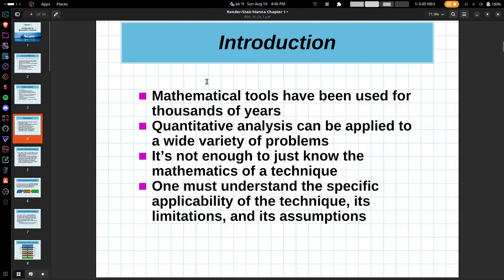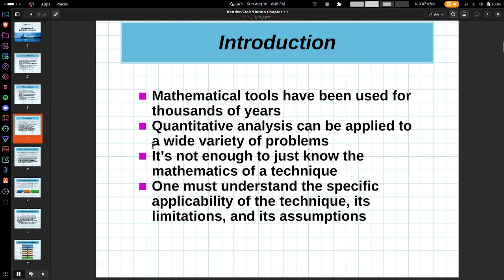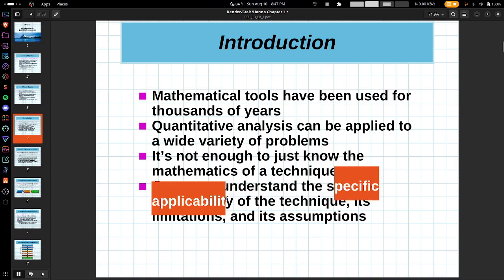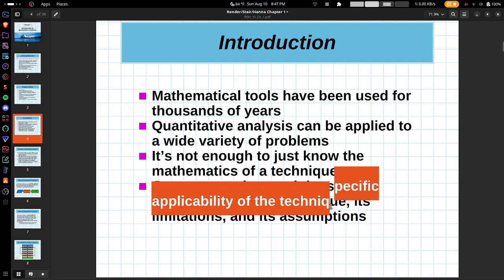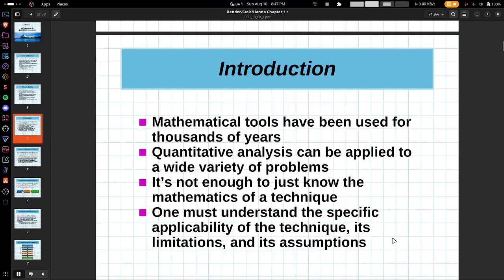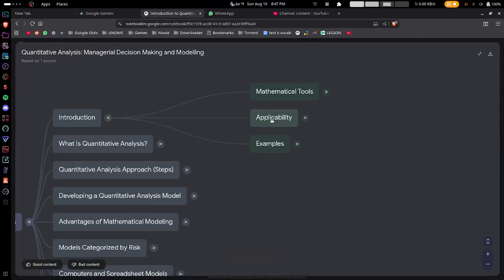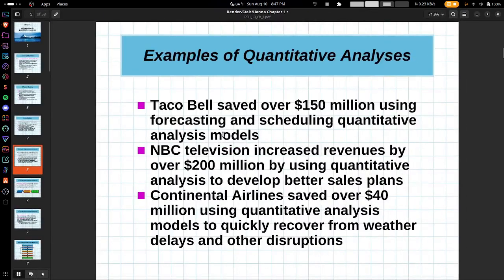So here are the mathematical tools. It's been used for thousands of years, and it is applied to a wide variety of problems. So it's not enough to just know the basics of the technique. One must understand the specific applicability of the techniques, their limitations, and their assumptions. That's more about the introduction. Now let's get into the examples. I think the applicability and mathematical tools are covered.